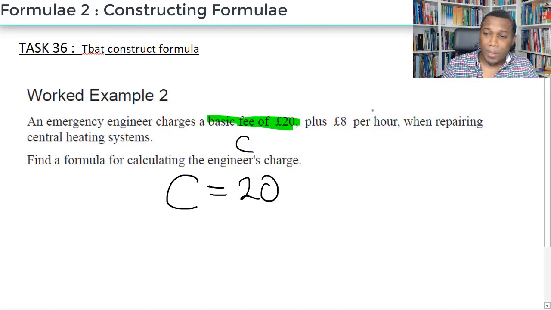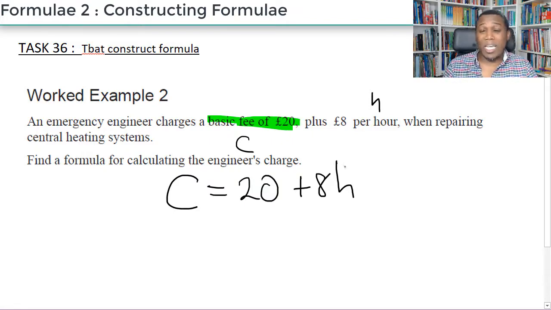And then for the rest of the time, I'll put H for hours, I can model it as plus 8H. Because if he works 1 hour, it's going to be 8 times 1, 8 pounds he'll get. If it's 2 hours, 8 times 2, 16 pounds she'll get. If it's 3 hours, 8 times 3, 24 pounds he will get. If it's 4 hours, 8 times 4, 32 pounds she will get. So that deals with how much they're getting per hour for the repair work.